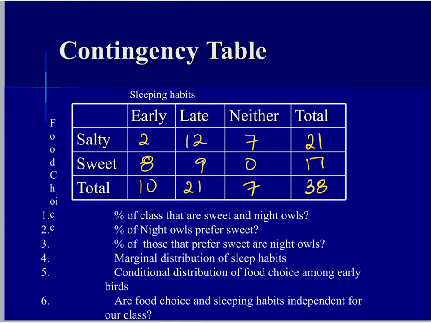So now that we have the contingency table made, when we talk about conditional distribution, that's what I meant to do. Maybe we're looking only at the conditional distribution of the night owls, or the conditional distribution of the people that prefer sweet. If we ask for marginal, we're looking for the totals. Okay, we're looking at the totals when we're asked for the marginal distribution.